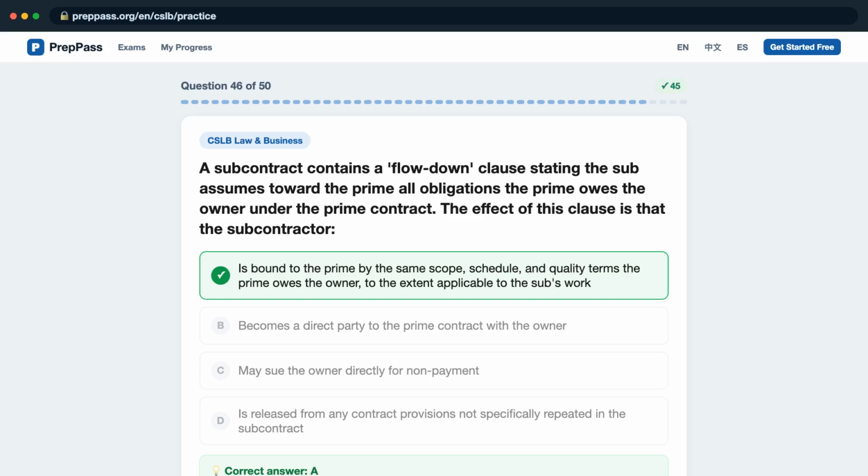The correct answer is A. Flow-down, or pass-through, clauses incorporate the prime contract obligations into the subcontract to the extent they apply to the sub's scope. They do not create privity between sub and owner, but they do bind the sub to schedule, quality, indemnity, and dispute resolution terms of the upstream contract.